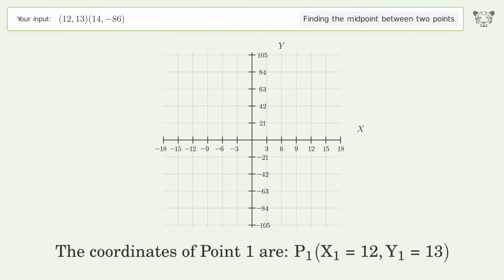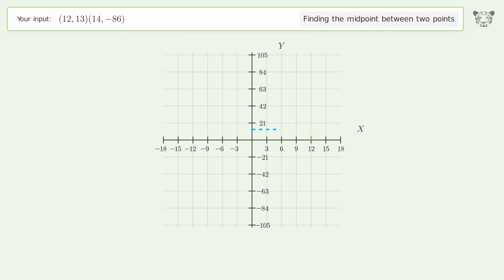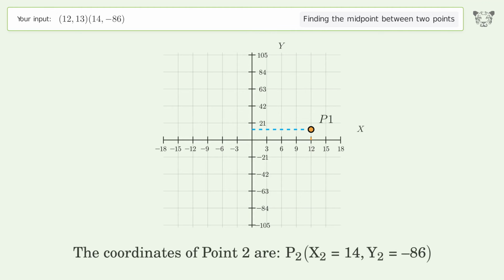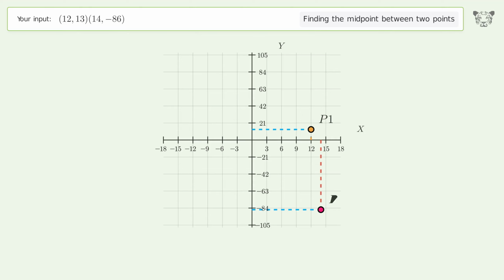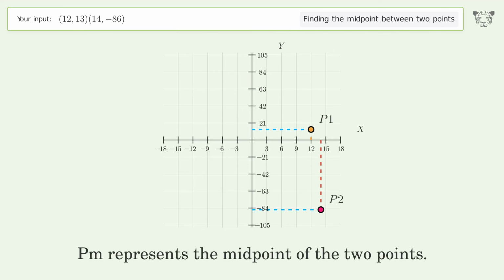The coordinates of point 1 are x1 equals 12, y1 equals 13. The coordinates of point 2 are x2 equals 14, y2 equals negative 86. PM represents the midpoint of the 2 points.